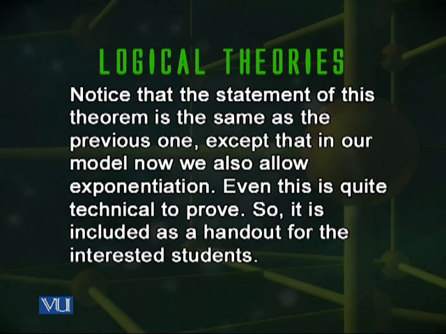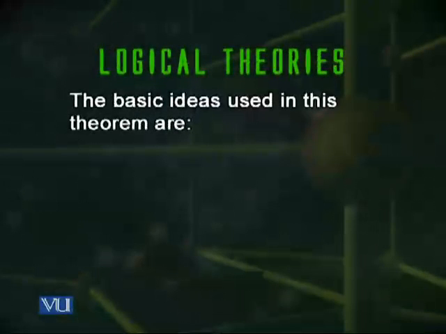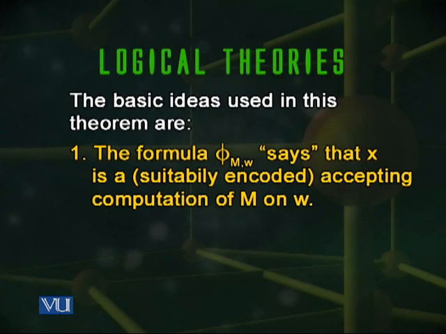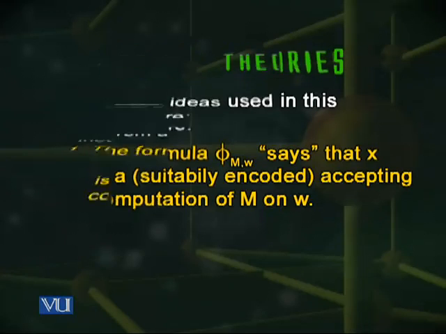Even this is quite technical to prove, so the proof is included in the handout for interested students. We will only discuss certain aspects of this proof. So I will tell you a bit about what are the techniques and what are the main points that are used in this proof. The basic idea used in this theorem is that the formula phi sub M,W says that x is an accepting computation of M on W. So what we do is we construct a formula which says that x is an accepting computation history of M on W.